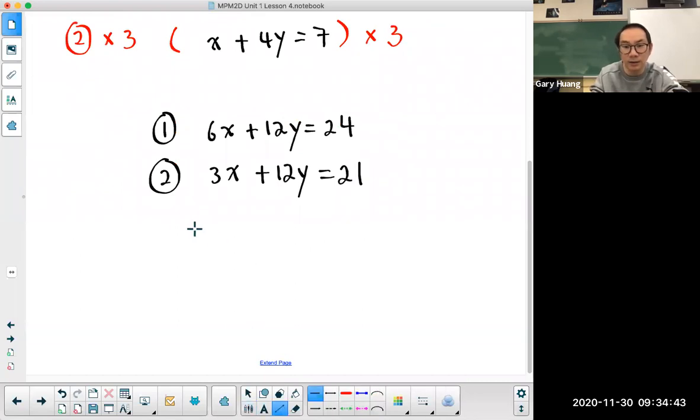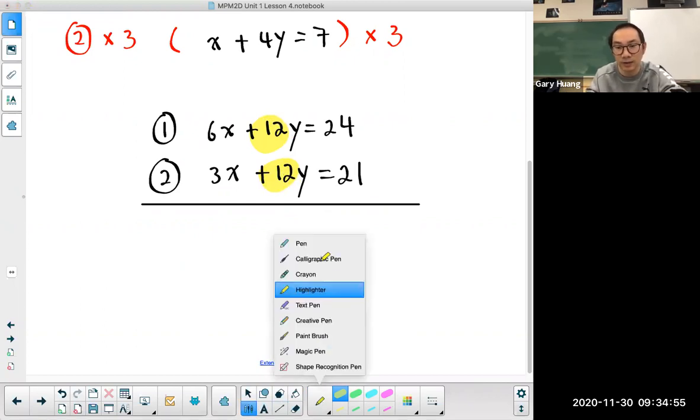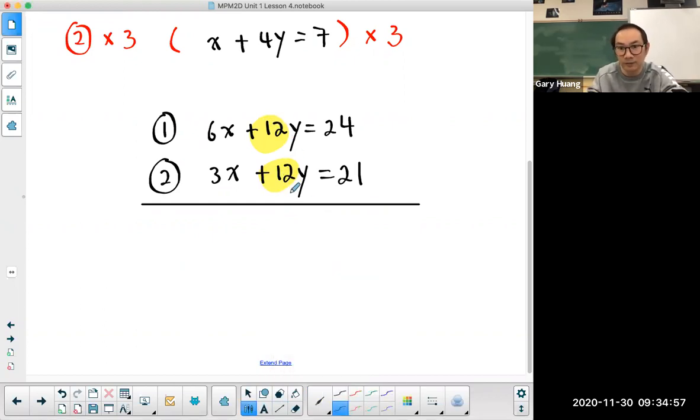Now I'm ready to eliminate again. You can see the y's are now identical: 12 and 12. Do I add or do I subtract? Well, if you add, you get 24. That's not elimination, so I'm going to subtract again. 6x minus 3x is 3x.